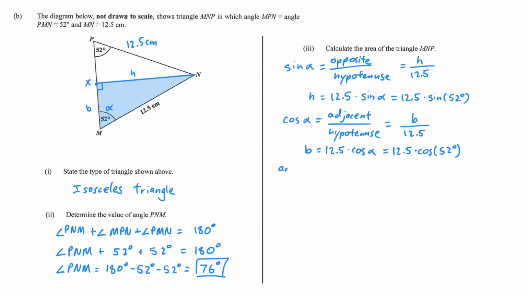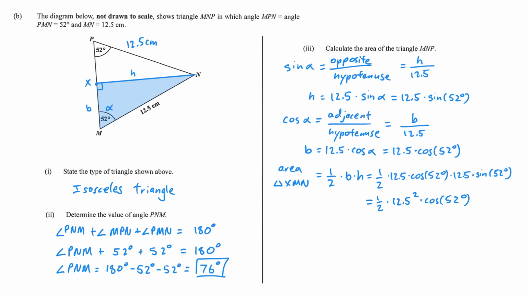So I know that the area of the triangle XMN is equal to 1/2 times B times H, which is 1/2 times 12.5 times cosine of 52 degrees times 12.5 times sine of 52 degrees, which we can rewrite as 1/2 times 12.5 squared times cosine of 52 degrees times sine of 52 degrees.